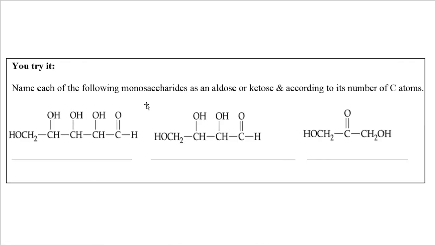We also can classify the carbohydrates into aldoses and ketoses, and according with the number of atoms of carbon. In this case, you have 1, 2, 3, 4, 5, then it is a pentose. But because of the aldehyde group, it's also an aldose. In this case, you have 4 atoms of carbon, it's a tetrose. And because of the aldehyde group, it's an aldose. In this case, you have 3 atoms of carbon, it's a triose, sorry. But also is a ketose because of a ketone group.